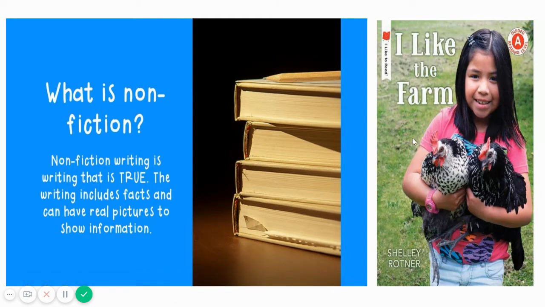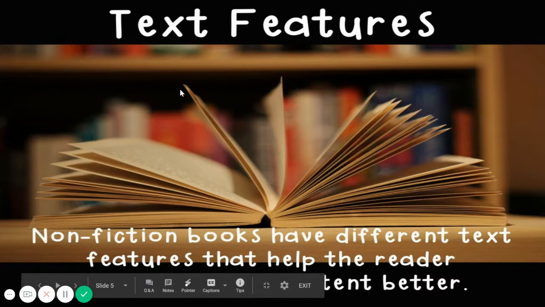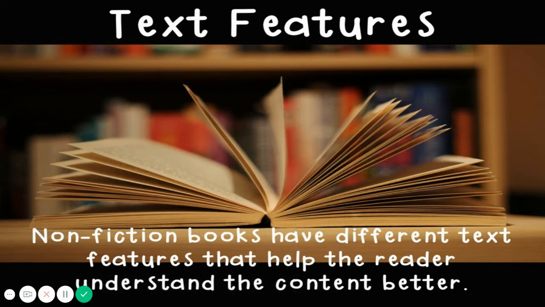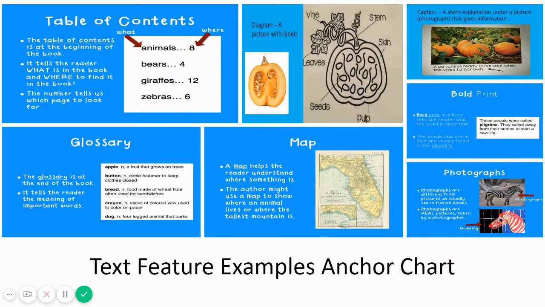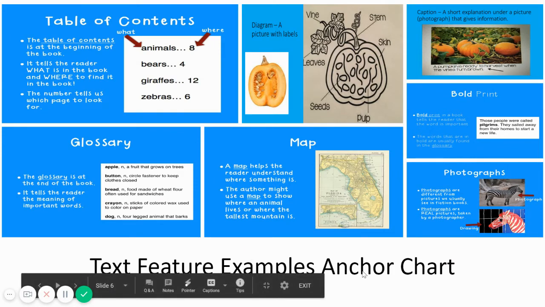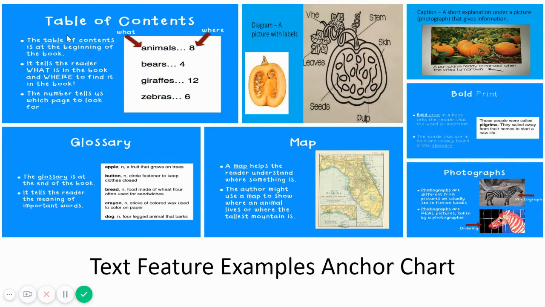For example, if we look at the picture on the right, we see a book entitled I Like the Farm. We know that this story is going to be a nonfiction book because it has a picture of a real girl who lives on a farm and she is holding real live animals. Text features. Nonfiction books have different text features that help the reader understand the content better. Now, if we look at the text feature examples anchor chart, I'm going to go through each one to help you have a better understanding.